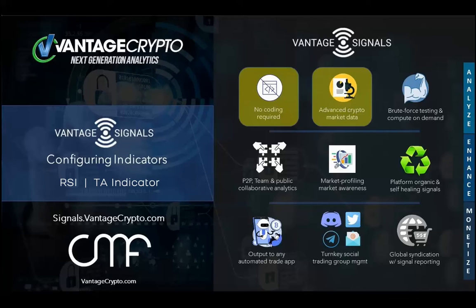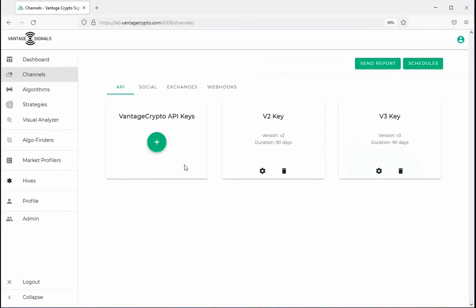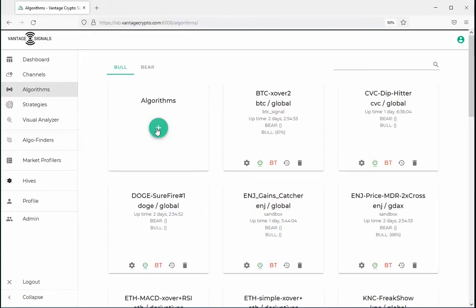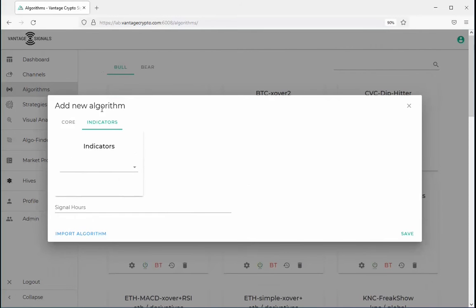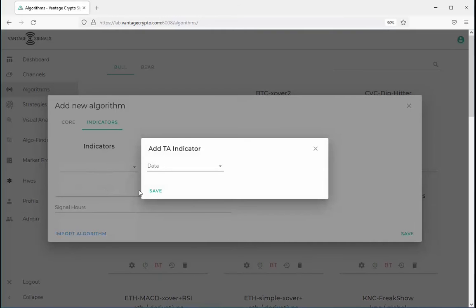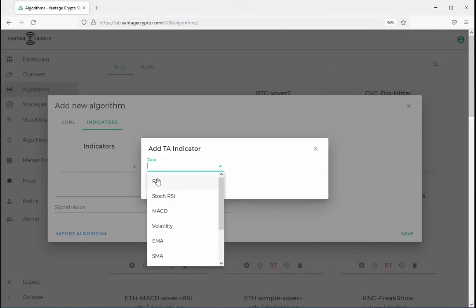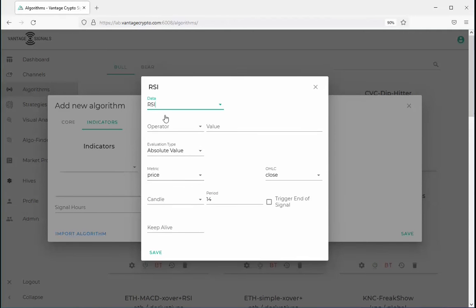We are configuring the RSI technical analysis indicator in an algorithm in this video. The same principles apply when configuring an algo-finder, with the exception that the algo-finder enables you to set a range of numbers and selections for each value we configure here. To add the RSI indicator, we will want to add a TA indicator and then choose RSI.